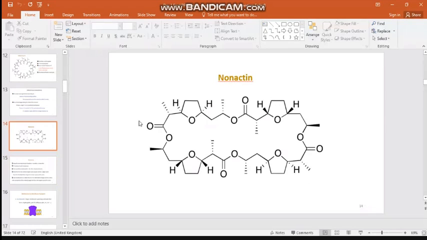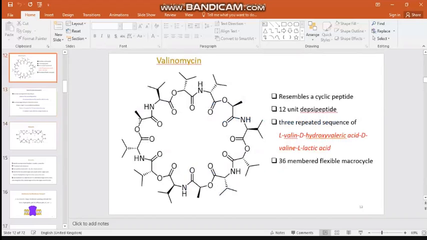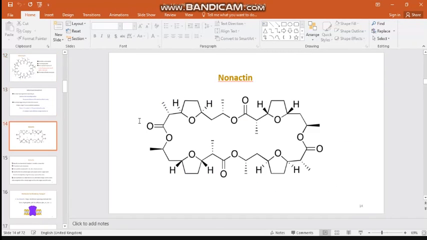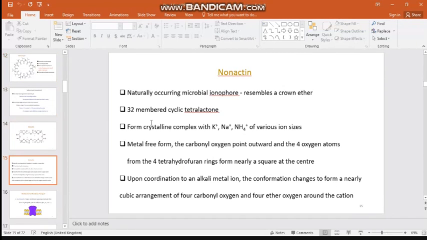So what we have seen in the case of valinomycin, it is a 36-membered flexible cyclic peptide. This one is a tetralactone, a 32-membered tetralactone. It forms crystalline complexes. It has an affinity towards various metal ions, potassium, sodium, and ammonium ion. And depending upon the size of the metal ion, the complex nature will vary.